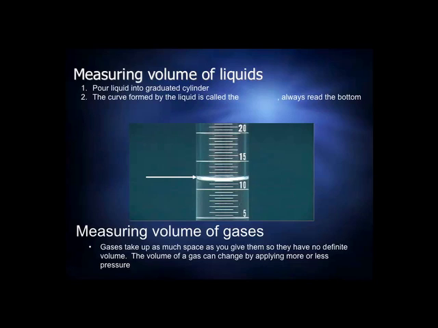So pour your liquid into the graduated cylinder. When you do this, because of the properties of water, it will form what we call a meniscus. It's this curve at the top of the water level. You always read that meniscus from the bottom. So you read the lowermost point of that meniscus to find the volume of liquid.